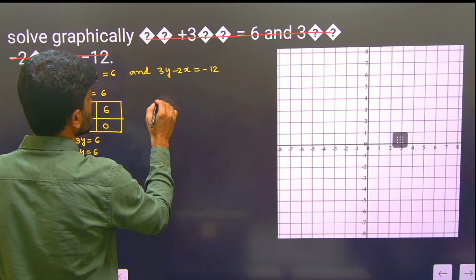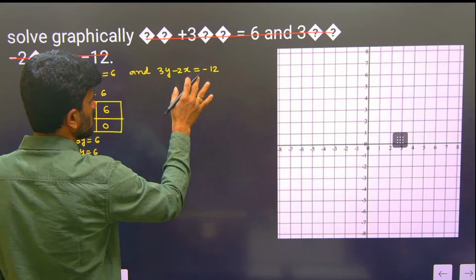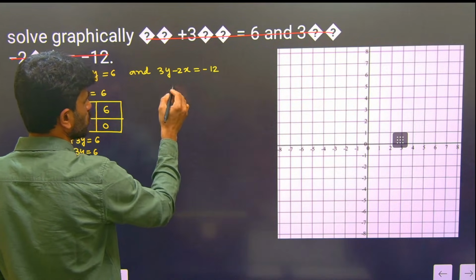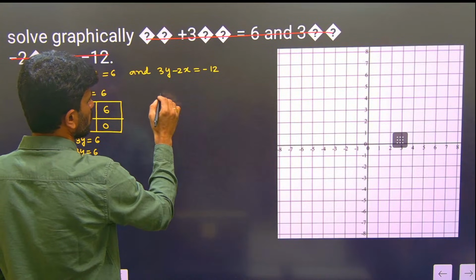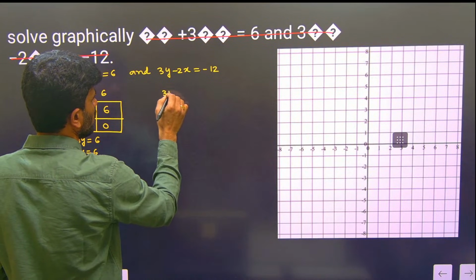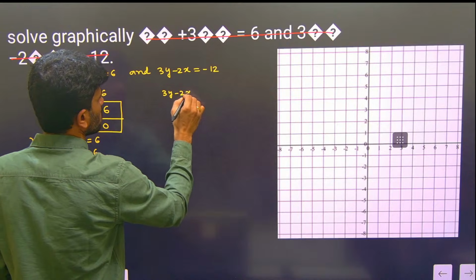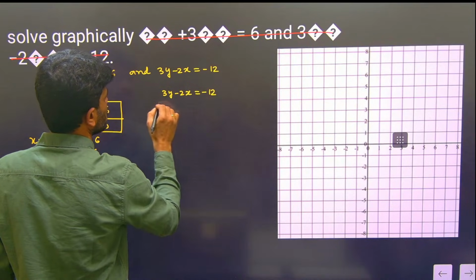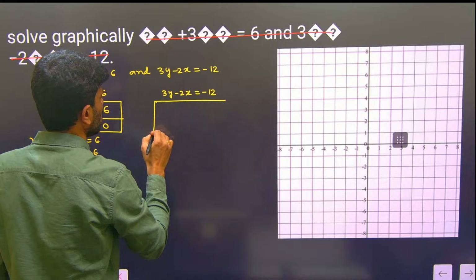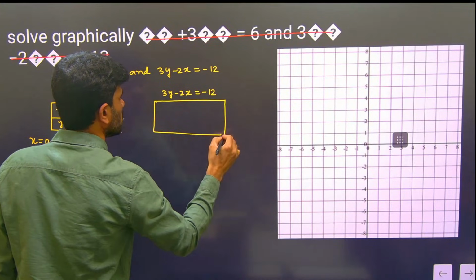Similarly for the next equation also, we can keep it as it is or you can change it: minus 2x plus 3y is equal to minus 12. I am writing as it is, 3y minus 2x is equal to minus 12. This is the second equation. Find the points.